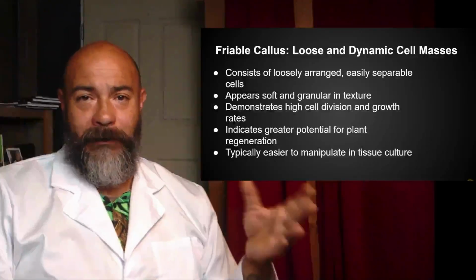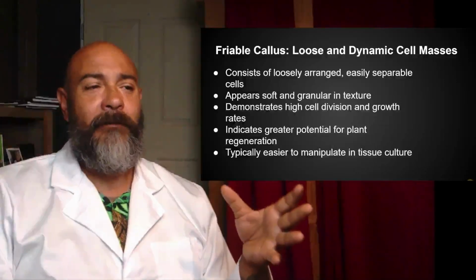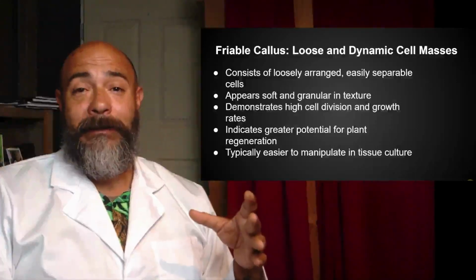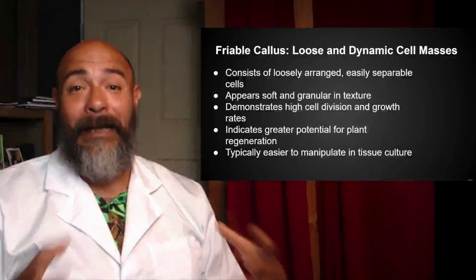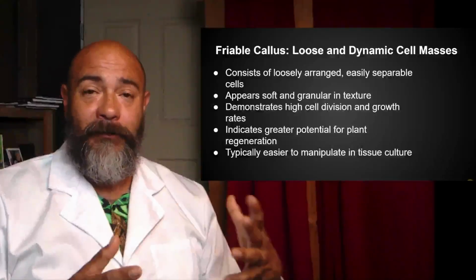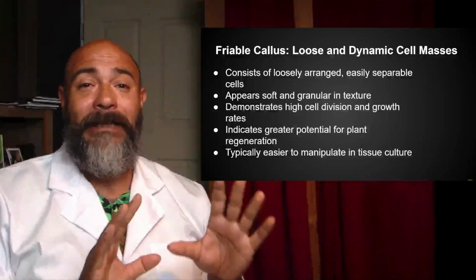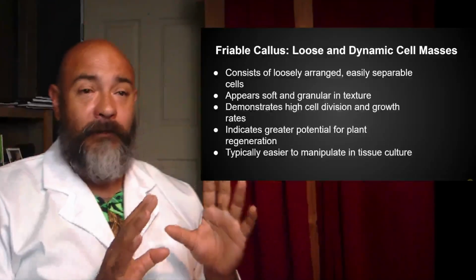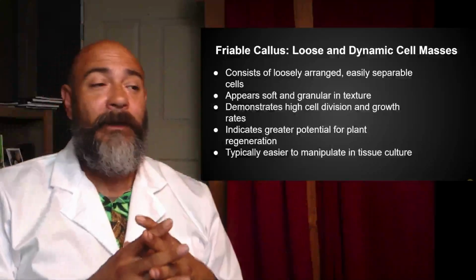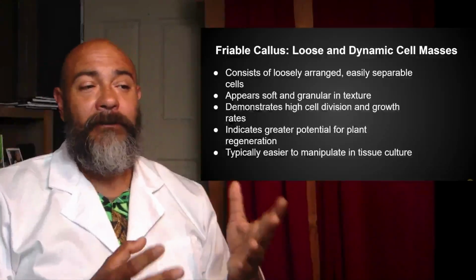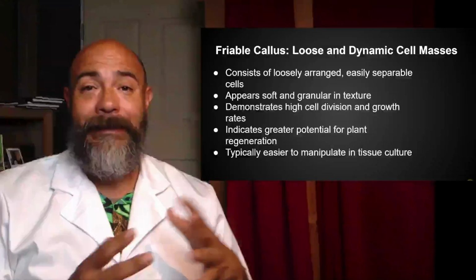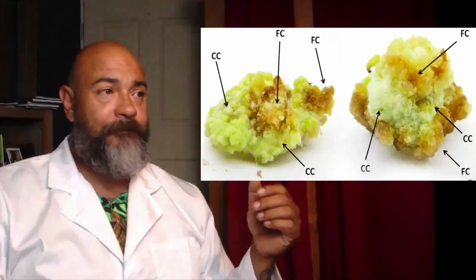It has a much higher cell division and growth rate than compact tissue, and it has a much higher potential for plant regeneration. Now, what do I mean when I say plant regeneration? Plant regeneration is actually growing the plant out, okay? Not just getting it to multiply or getting it to root, but to actually grow the plant out. It does have a much higher potential of regeneration with the friable callus material, and it's generally easier to manipulate in the tissue culture media.